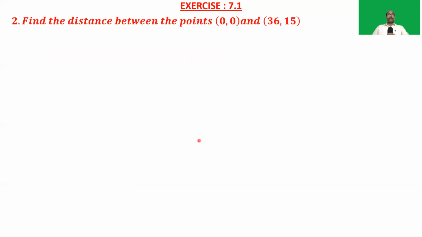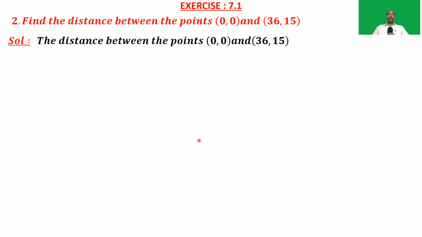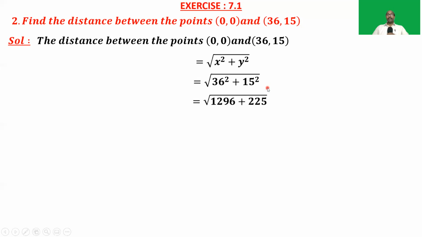So next question is, find the distance between the points (0, 0) and (36, 15). So the distance between the points (0, 0) and (36, 15) is, directly we can write under root x square plus y square, where 36 is x and 15 is y. So root 36 square plus 15 square, which is equal to under root 1521.